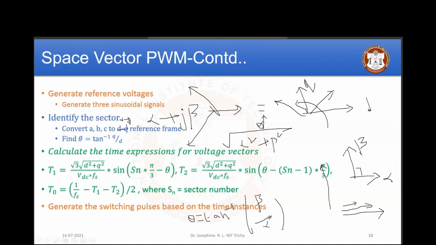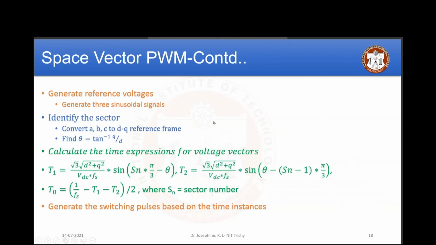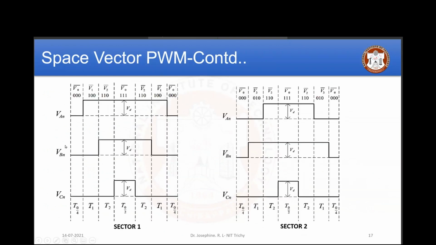So what happens every time alpha and beta vary? Your theta is going to vary. So here I'm going to identify my theta. If I find theta between 0 and 60 degrees, then I'm going to define it as sector 1. If my sector is identified, I know the sequence of pulses that I have to operate.